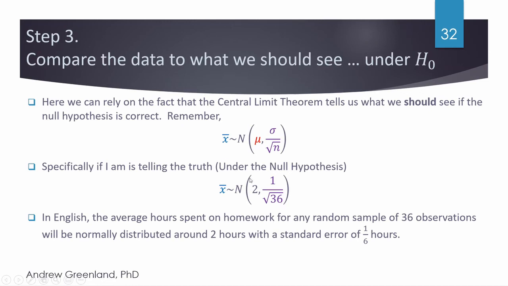So in English, the central limit theorem is telling me that the average hours spent on homework for any sample of 36 observations would be normally distributed around 2 hours with a standard deviation of 10 minutes.